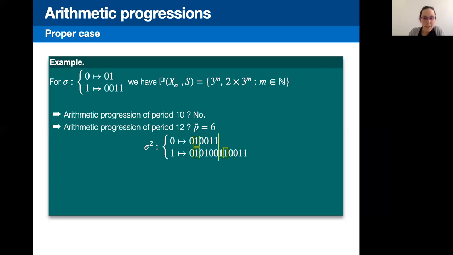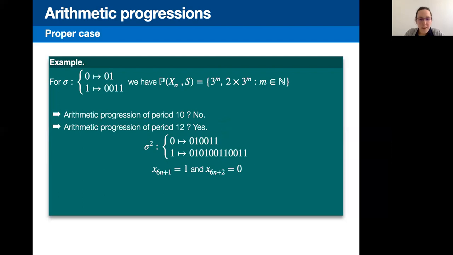We will then have x_6n+1, which consists only of one letter, the letter 1. So x_6n+1 is constant. And we also see that x_6n+2 is also constant, equal to 0. And for the other arithmetic progressions of period 6, x_6n+3, 4, 5 are not constant, because we see here that we have different letters.